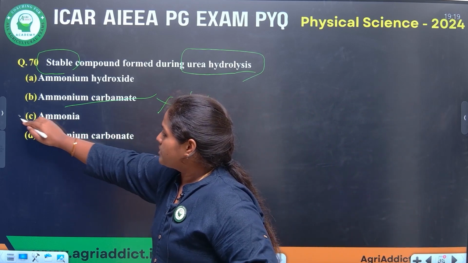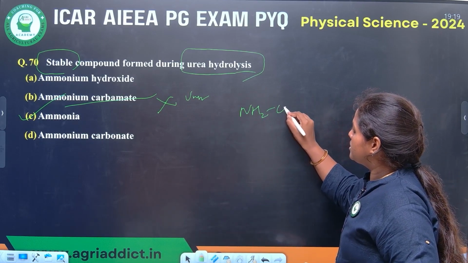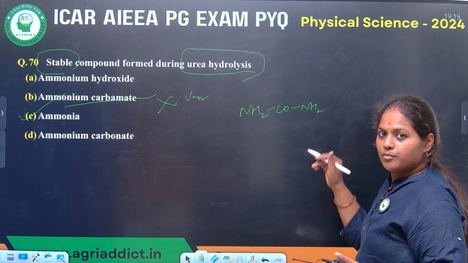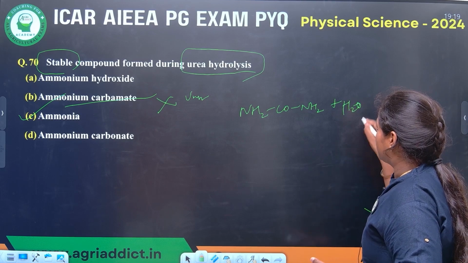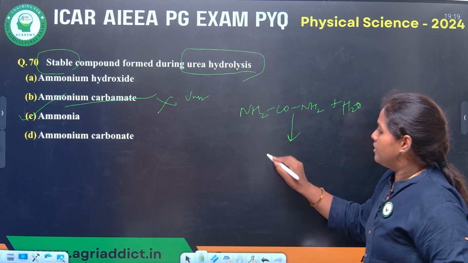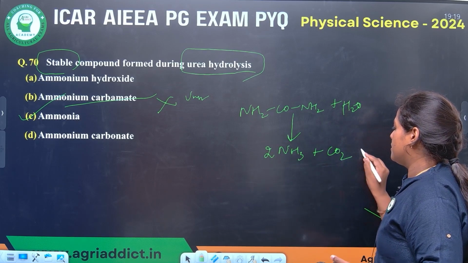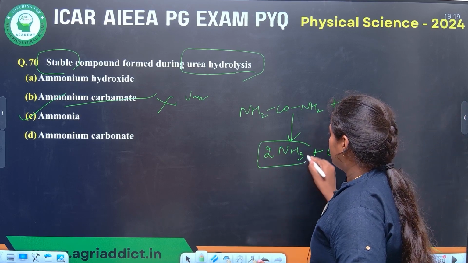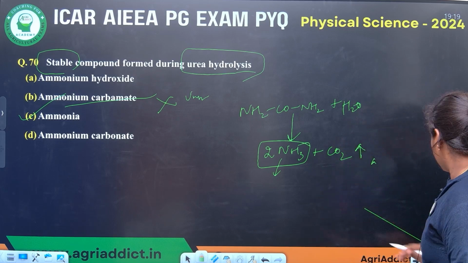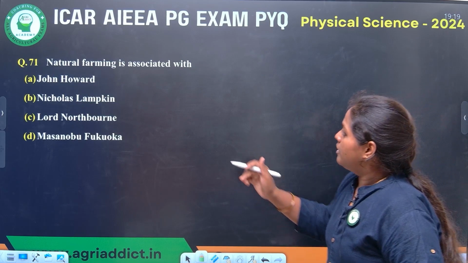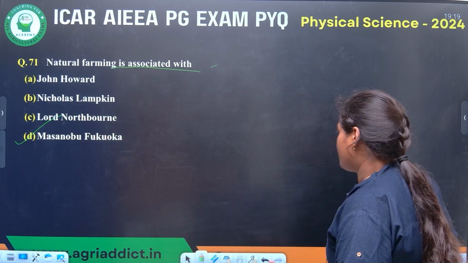Option C. What's happening in urea hydrolysis? Urea, NH2 CO NH2. Molecular formulas are very important in soil science, including urea. When it is undergoing the hydrolysis reaction, two molecules of ammonia are released and CO2 is evolved. This is the stable product that is formed at the end. Answer is C. Question number 71. Natural farming is associated with the person Fukuoka. Option D. Direct question from organic farming.